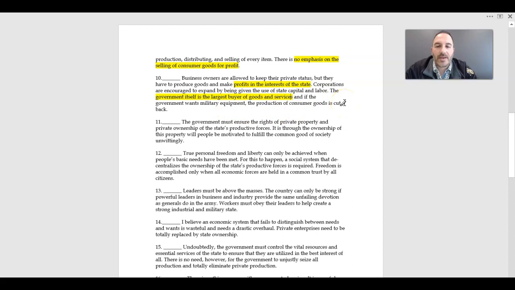All right, so businesses, it's quasi-capitalist, right? People are allowed to keep their private status, but at the same time, what we see here, folks, is this idea of the government being a contributor to the success of the business itself. And with that being said, this would be fascism. Okay, this is fascism. So let's go back to fascism.